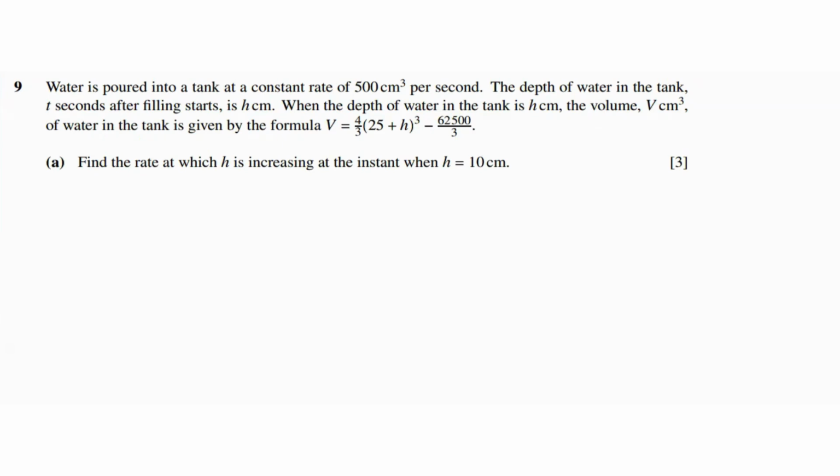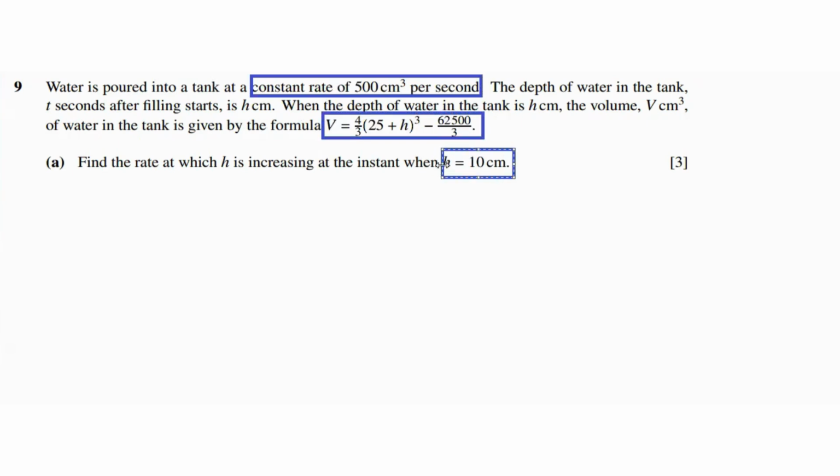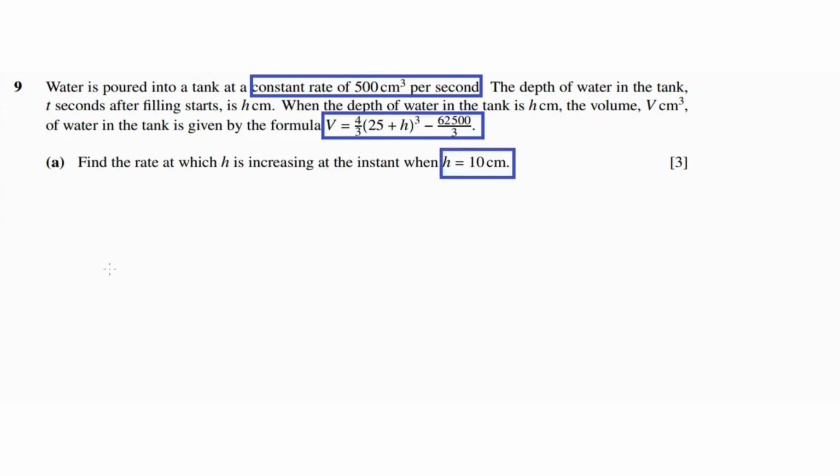So let's highlight the important information first. There's this constant rate. Then we have this formula and we have the measurement for height. So they want us to find the rate at which H is increasing at the instant when H is 10. So what we're going to do is, we know dV/dt is 500.